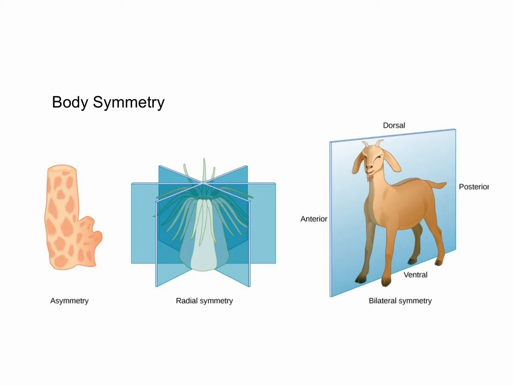So first of all, some organisms are asymmetrical, and this is primarily associated with the parazoa, also known as the phylum Porifera, which are the sponges.